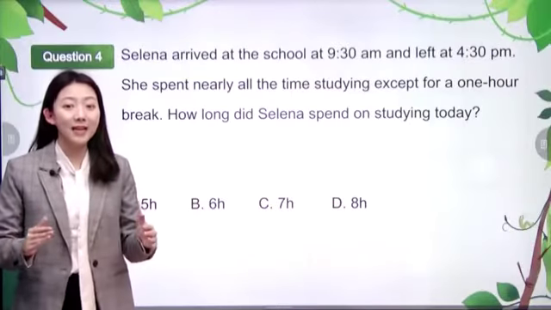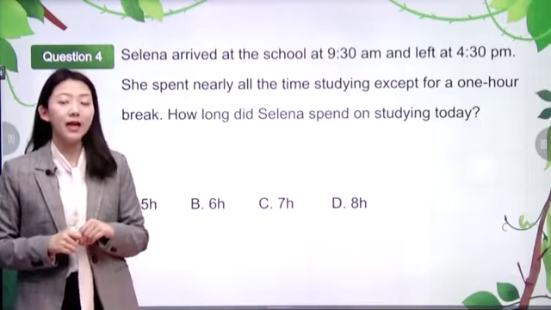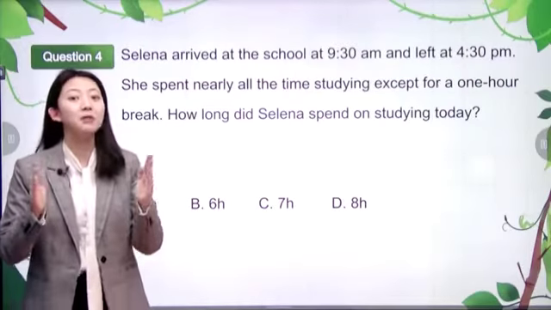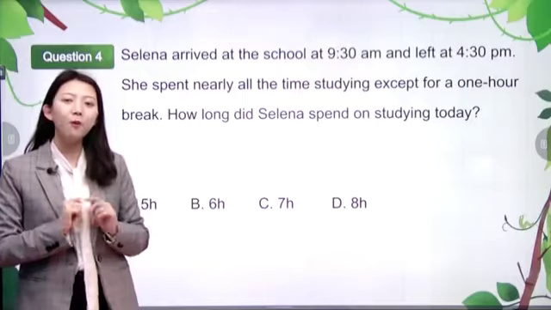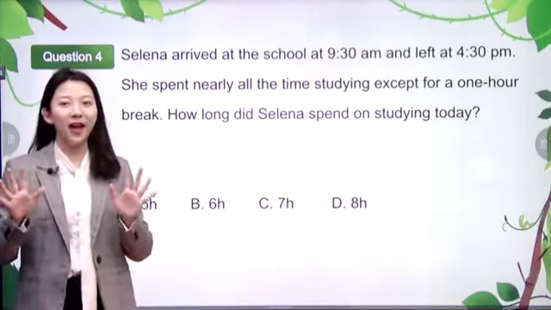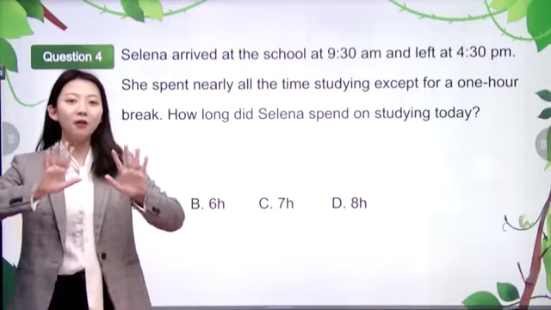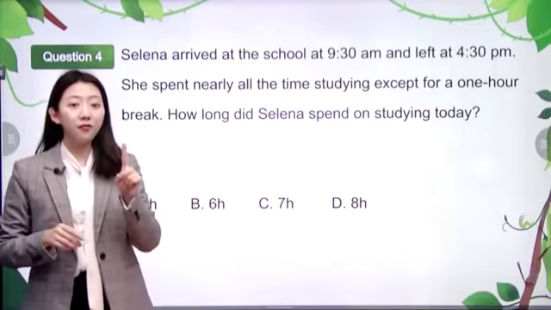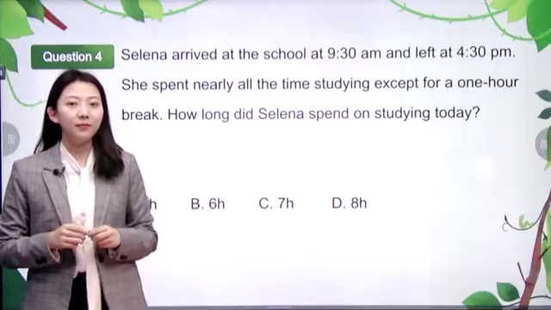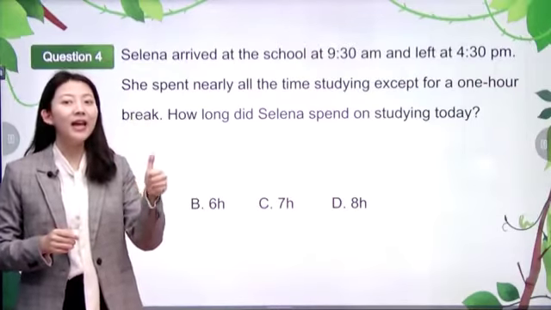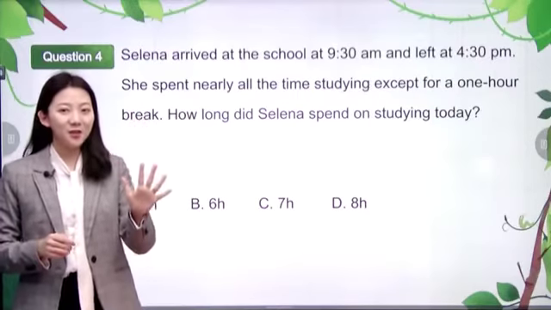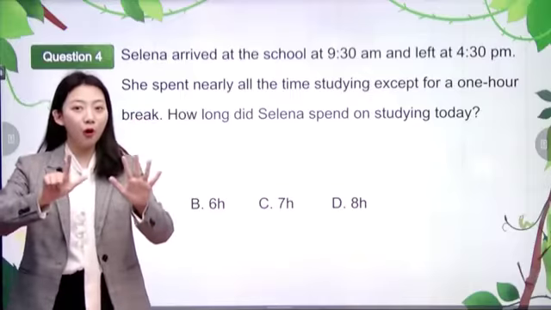Question number 4 is the second type of time problem. It gives us the beginning time and end time and asks us to calculate the time span, okay? How do we go about this problem? When I first saw this, I used my finger to count, okay? So why don't you all take out your hand and count with me together? One finger will represent an hour, okay? So starting at 9:30, this is 10:30, 11:30, 12:30, 1:30, 2:30, 3:30, and 4:30.